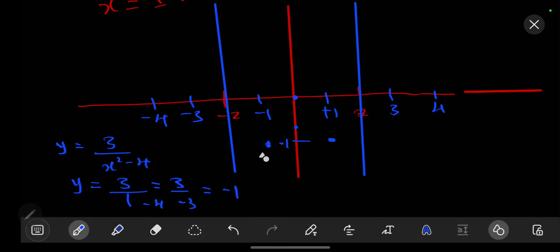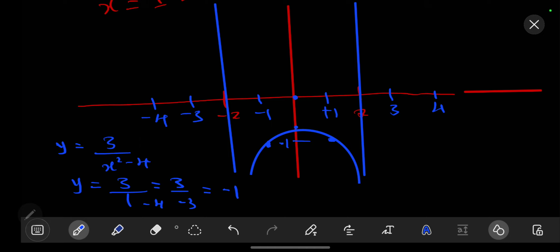So the graph generally, as you go to the left, it decreases. As you go to the right again, it decreases. So we are going to have something like this. It won't touch the asymptote. So that is what we have as our first part of the graph.